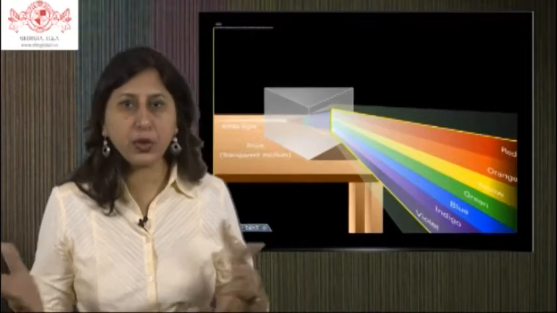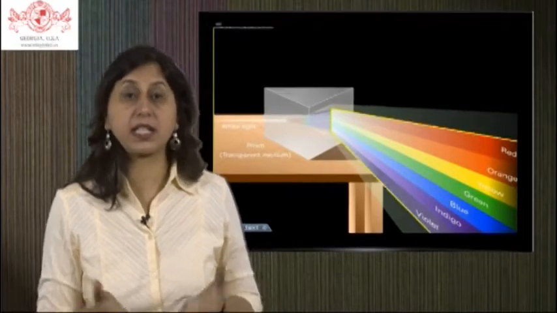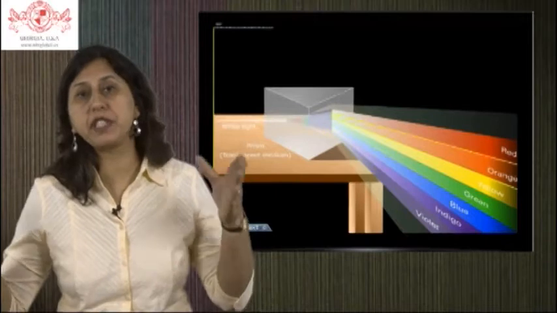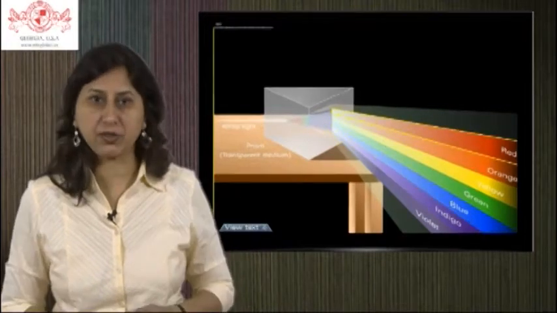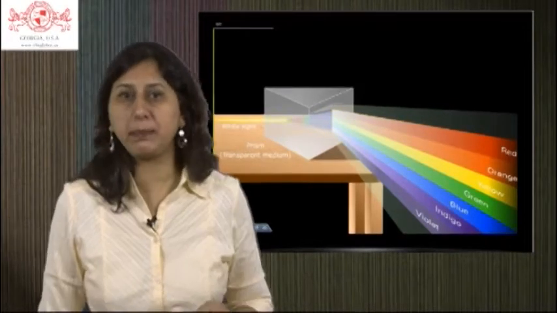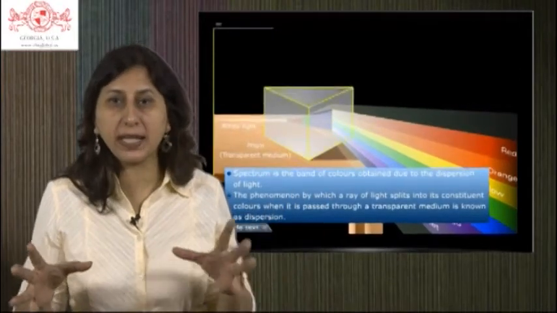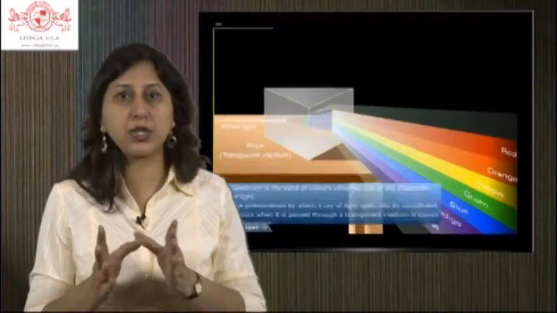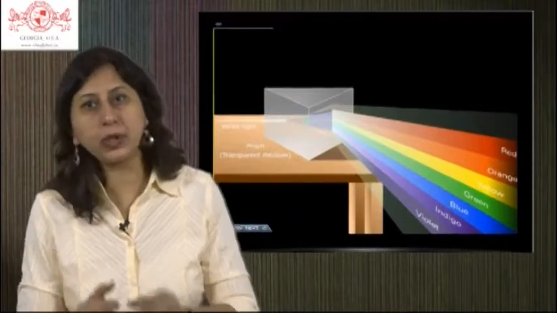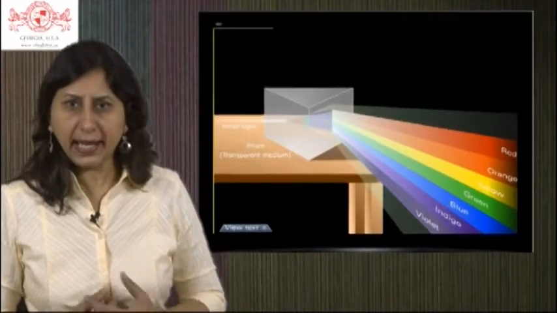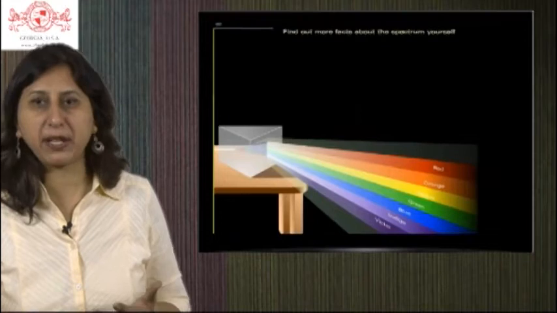different wavelengths travel through the glass at different speeds and appear as a continuous broad band of different colors called the spectrum. This phenomenon by which a ray of light splits into its constituent colors when it is passed through a transparent medium is known as dispersion. Let us find out more facts about the spectrum.